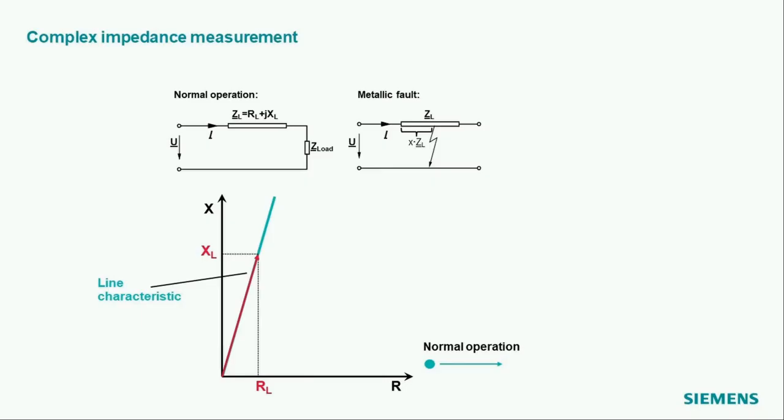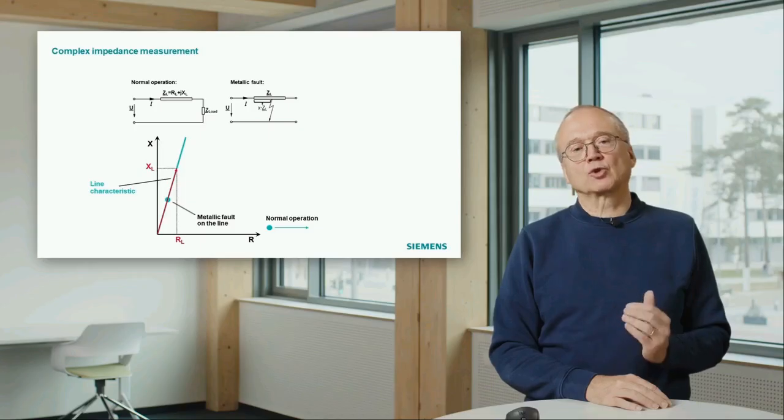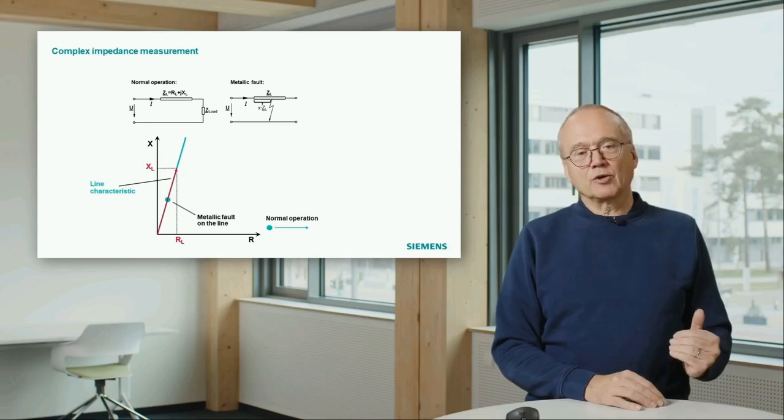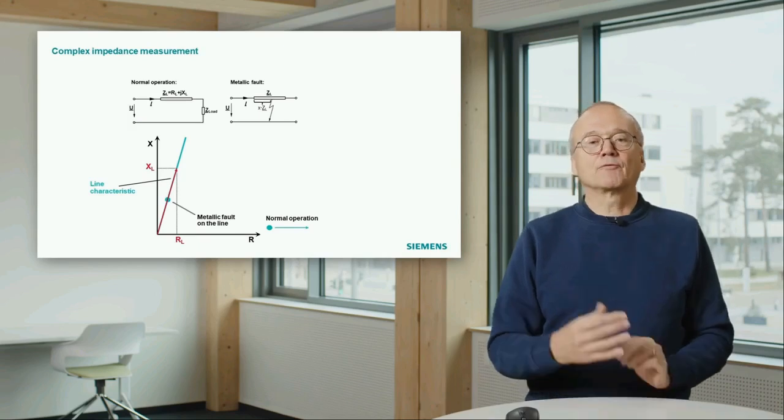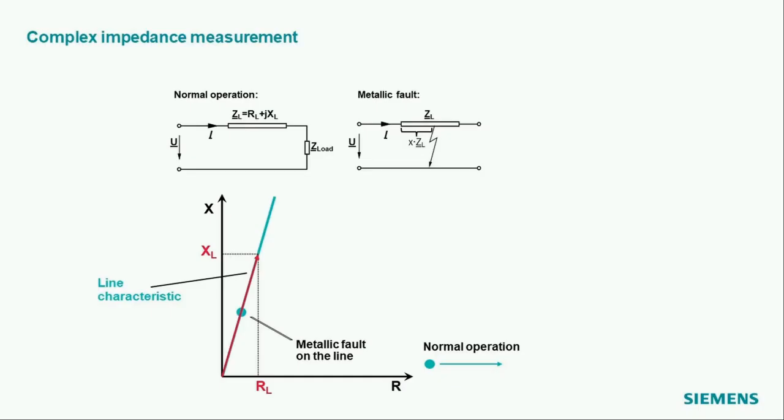If you have a fault on the line, a short circuit, you measure an impedance which is, in this case, the middle of the line, which is somewhere here. That means you measure an impedance which is somewhere on our red arrow. If you would have a short circuit at the very beginning of the line, you would measure a point in the origin. If you would have a short circuit at the end of the line, you would measure an impedance which is at the end of this arrow.